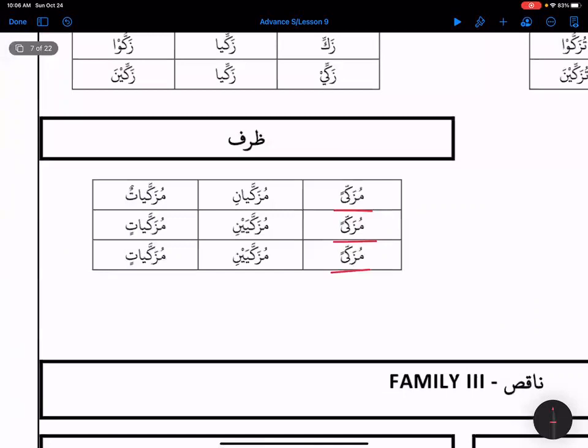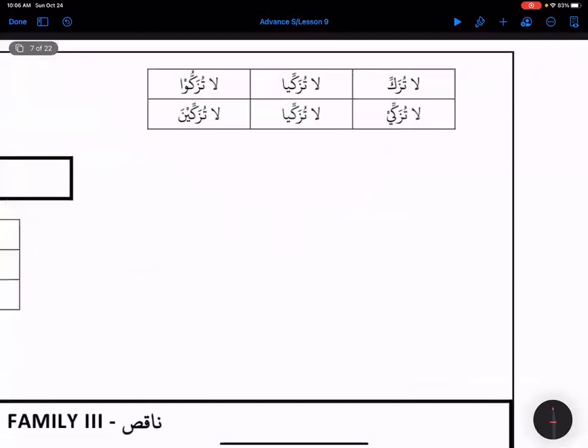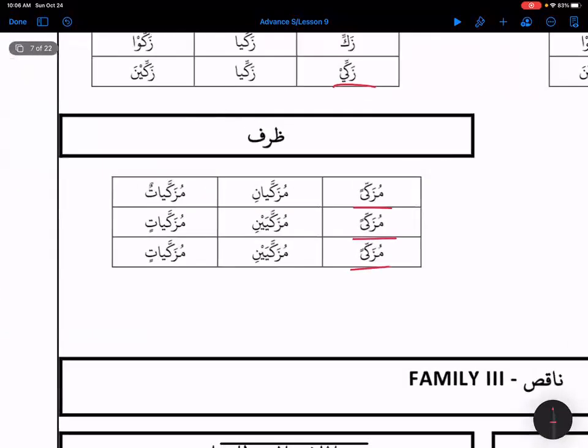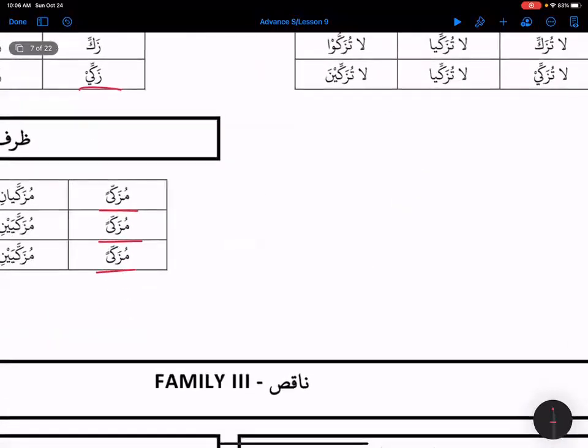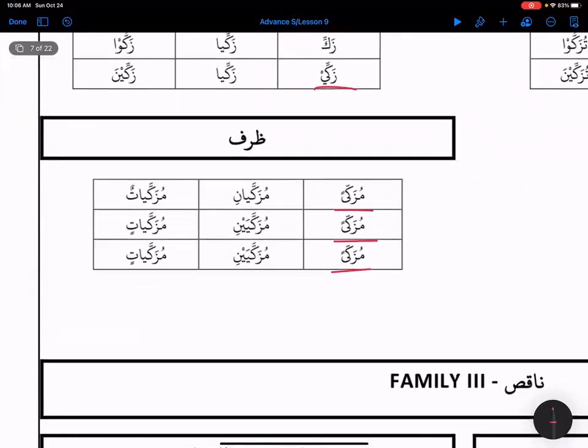The ya of anti over here, right? So Zaki, zakki, zakkiya, and then zakkina. And then la tu zakki, la tu zakkiya, la tu zakku, la tu zakki, la tu zakkiya, and la tu zakkina. Tazkiya becomes meaning to purify, sister. And then we have muzakkan.